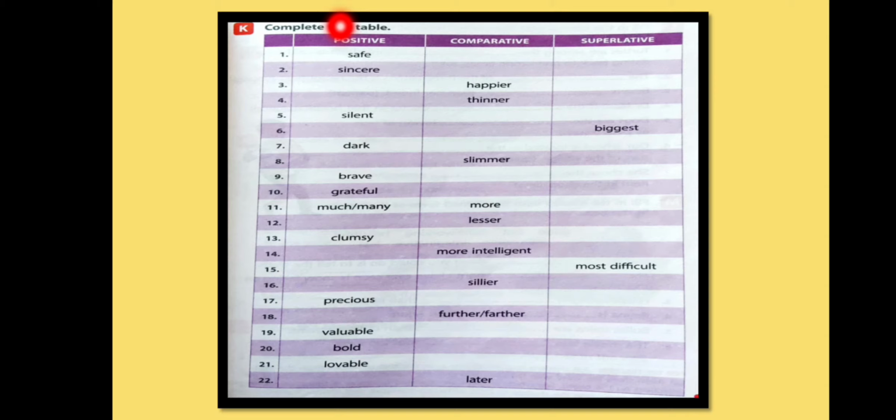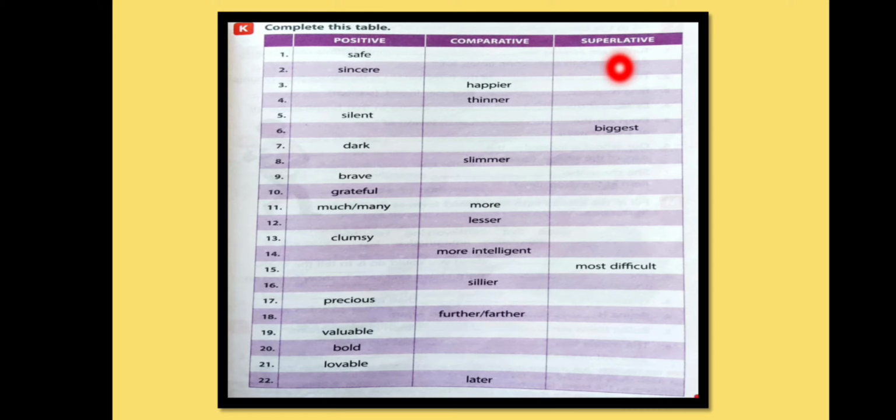The first one is safe. It is ending with the letter E, so we should omit that E and add ER. So it will be safe, safer, and safest. Then sincere. Say the spelling, so you will get it. Sincere is two syllables, right? So you have to use more sincere and most sincere.